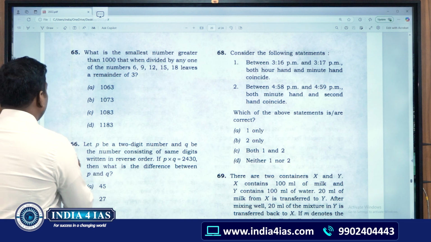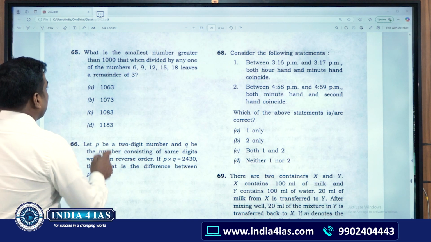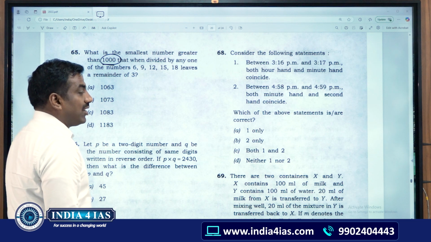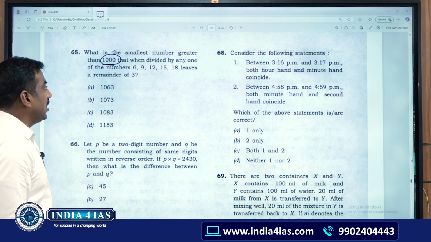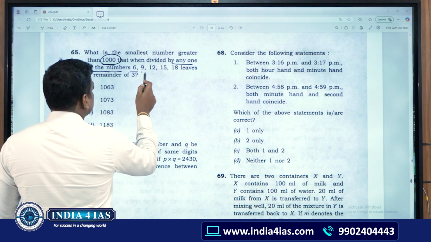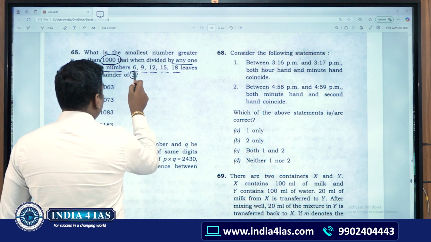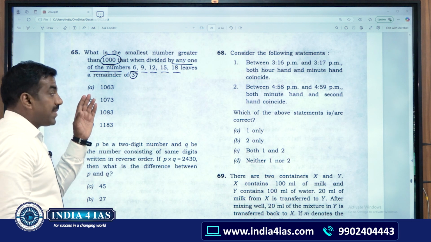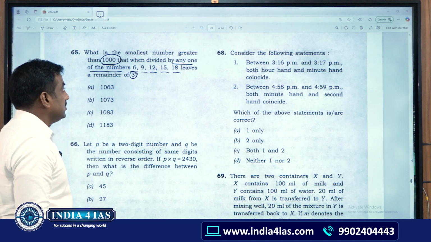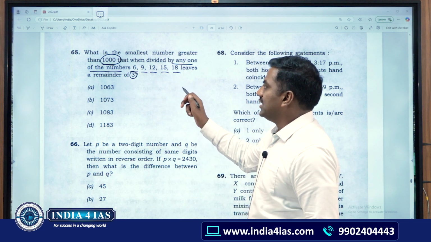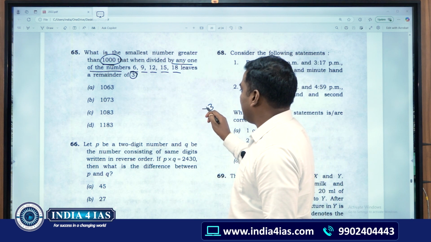What is the smallest number greater than 1000? So we are looking for a 4-digit smallest number, which when divided by any of the numbers 6, 9, 12, 15 and 18 leaves a remainder 3. So whenever we divide a number that is more than 1000, the smallest number greater than 1000, by these numbers, we will get the remainder as 3.